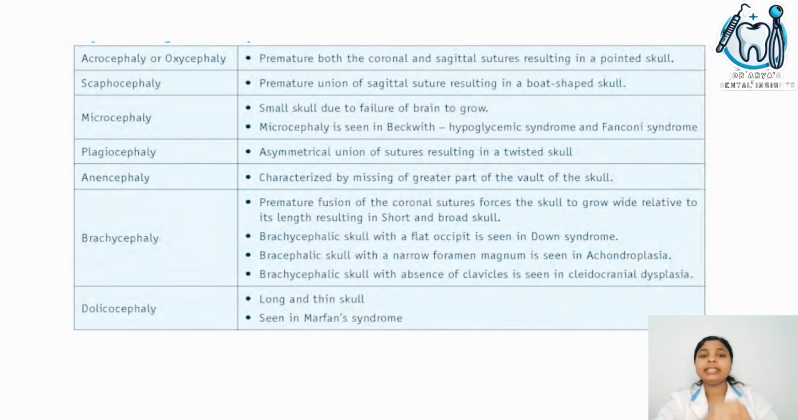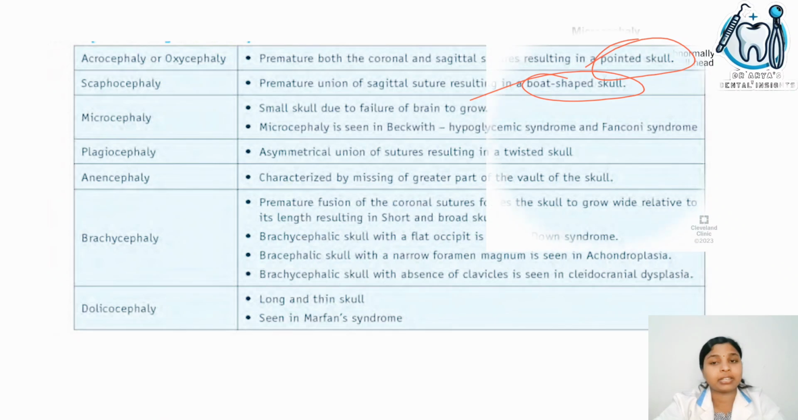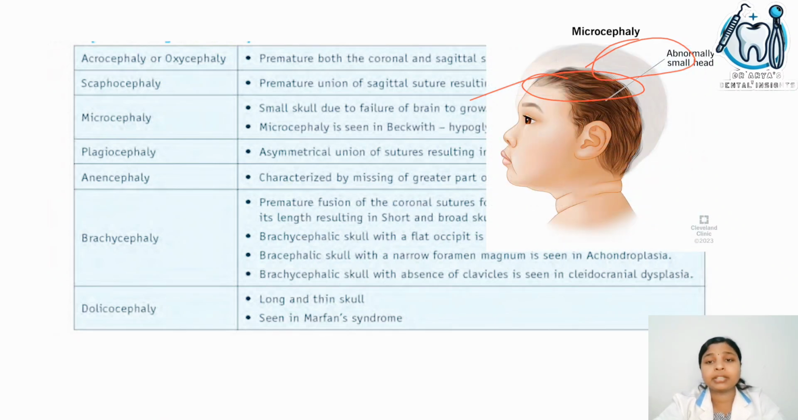Acrocephaly or oxycephaly. Here, premature closure of both the coronal and sagittal sutures results in a pointed skull. Then what is scaphocephaly? Here the premature union of sagittal suture results in a boat-shaped skull. And then microcephaly, it is a small skull due to failure of brain to grow. And it is seen in Beckwith-Wiedemann syndrome and Fanconi syndrome. So this is the microcephaly, and here it is an abnormally small head.